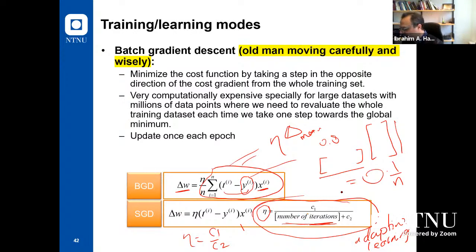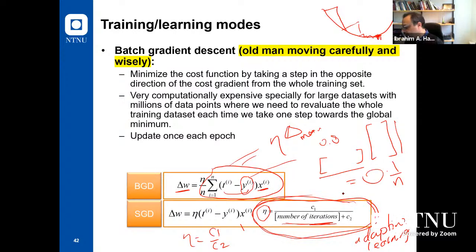When we use adaptive learning rate, we start with a big eta, a big learning rate, and reduce it with the number of epochs. It's logical, because when we train the model, we need to start with a big step, and when we are close to this point, we need a very small one, so we can be sure that we will reach this bottom point here. So it's recommended to use adaptive learning rate with stochastic gradient descent.